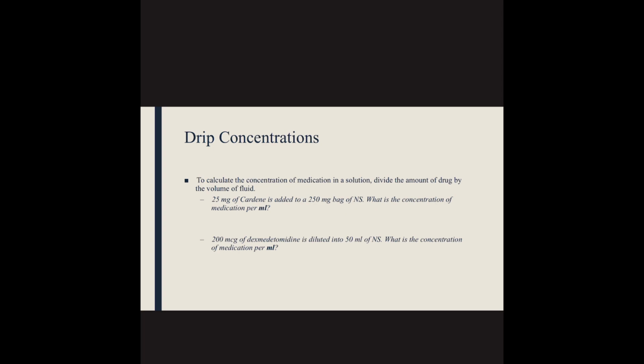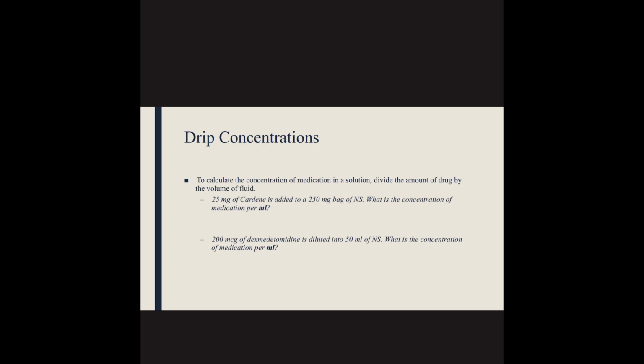I will try to explain how my mind gets to this situation, but first I'll show you how it works so you can believe me, and then I'll show you the easier way. So when it's saying 25 milligrams of cardine is added to a 250 bag, I know that 250 milligrams, and I'm pretty sure 1 milligram of saline is 1 milliliter. So if we're assuming that, I know that 250 times 4 is 1,000.